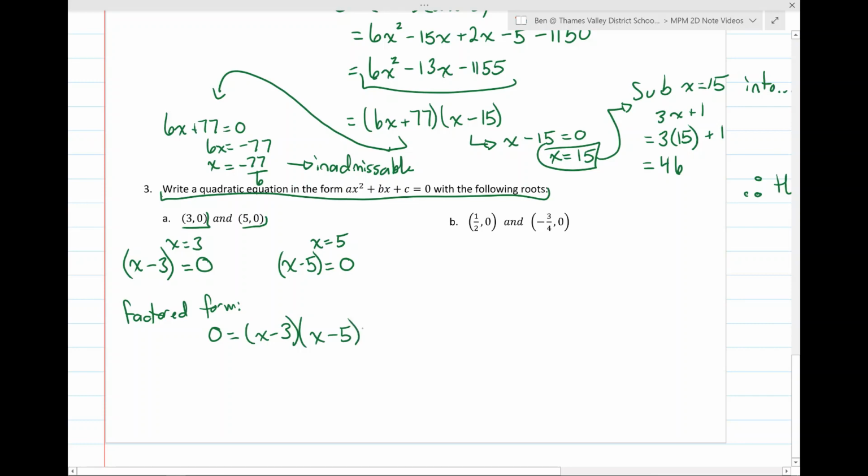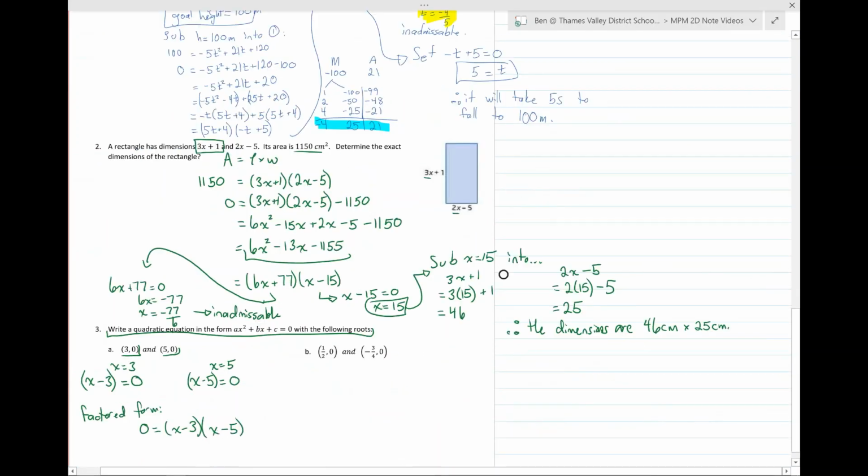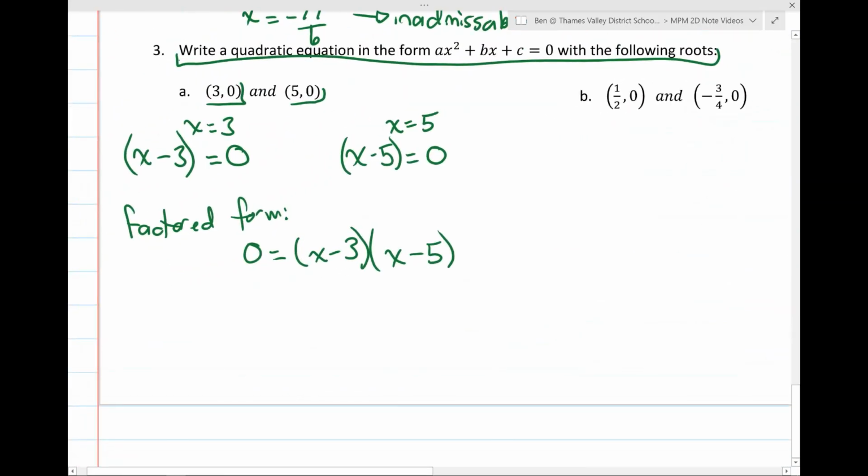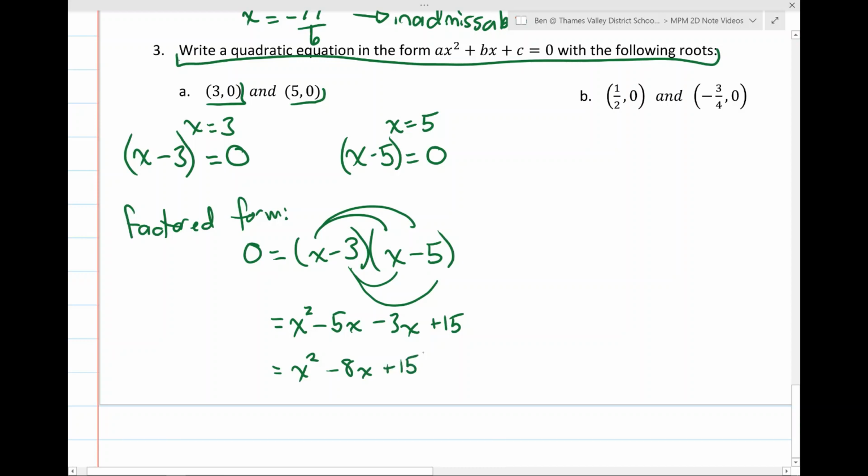But we don't want it in factored form here. We want to work with our equation. We want to put our equation into standard form. For putting it into standard form, we need to use our FOIL here. And that'll bring us x squared minus 8x. And really, let's do that separately. Minus 5x minus 3x plus 15. Then we collect our like terms. That is x squared minus 8x plus 15. There you are. This looks in standard form, which is what the question was asking for.